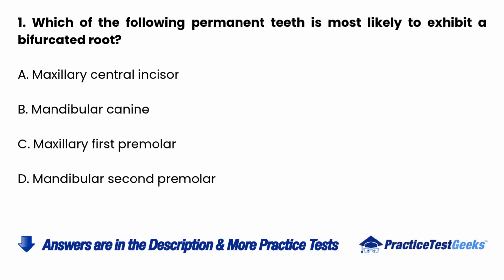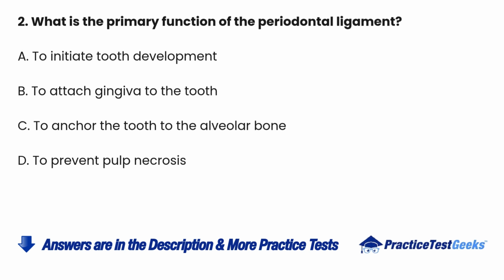1. Which of the following permanent teeth is most likely to exhibit a bifurcated root? A. Maxillary central incisor. B. Mandibular canine. C. Maxillary first premolar. D. Mandibular second premolar. 2. What is the primary function of the periodontal ligament?